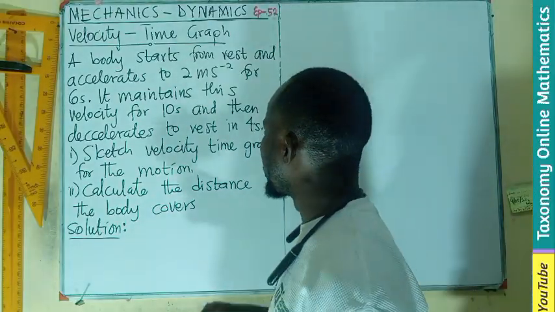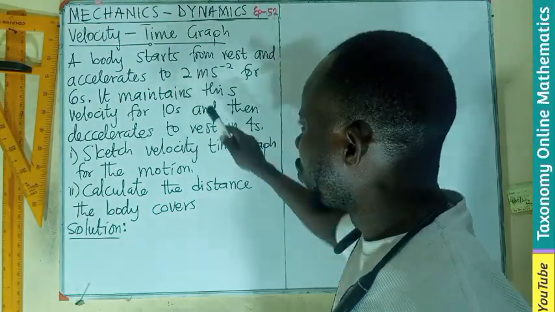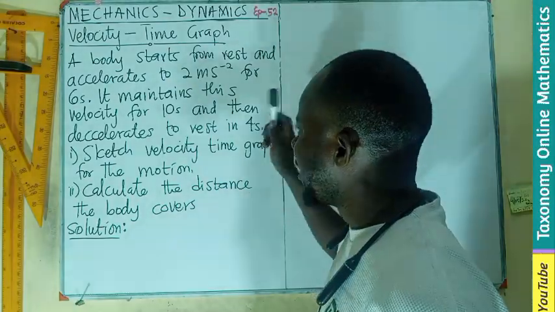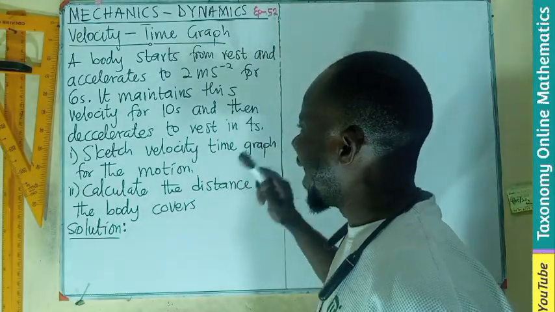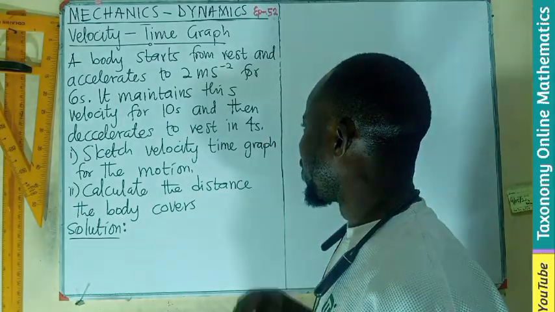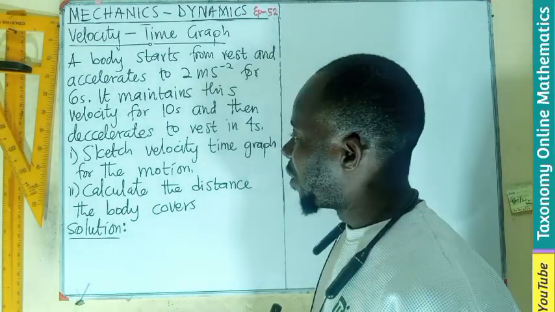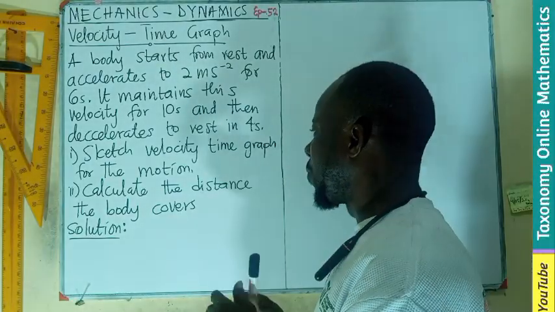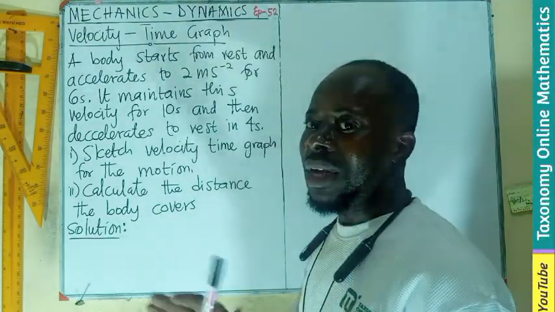So a body starts from rest and accelerates at 2 meters per second squared for 6 seconds. It maintains this velocity for 10 seconds and then decelerates to rest in 4 seconds. We have to sketch the velocity-time graph for the motion and calculate the distance the body covered.